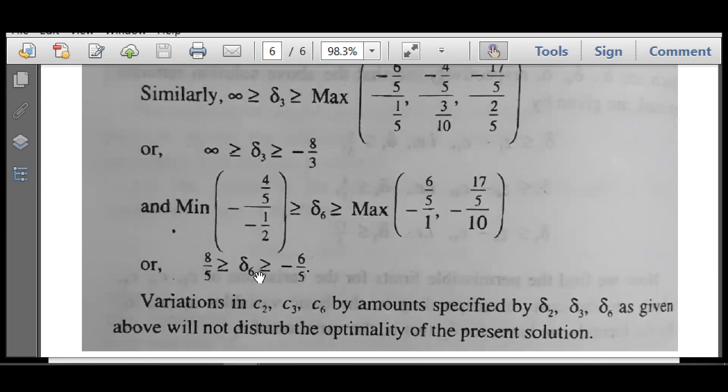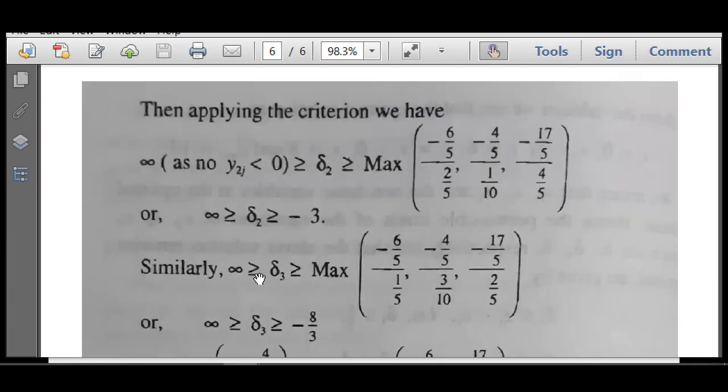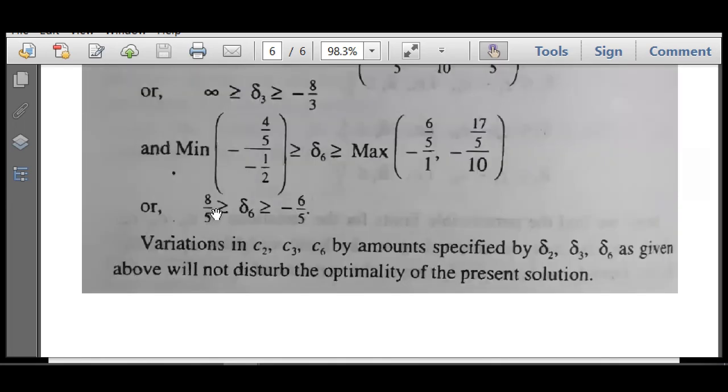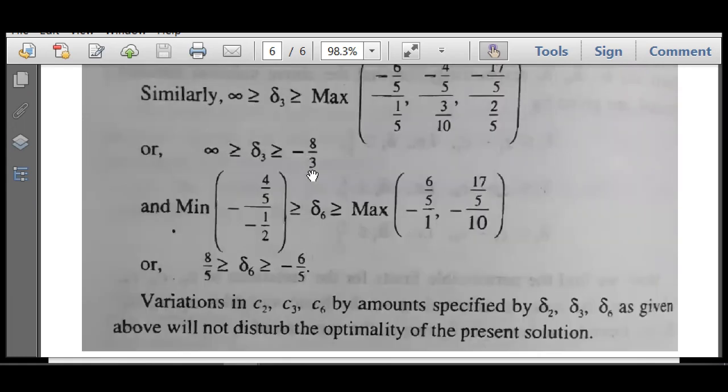I am saying this one, but please check it on your own whether I am saying the correct thing or not. If this is the thing, then your solution is most sensitive to the change of C6. Okay, it is most sensitive to the change of C6. I will suggest please just see once again whether I said it correctly or not. C6 is the most sensitive to your solution, change of C6.